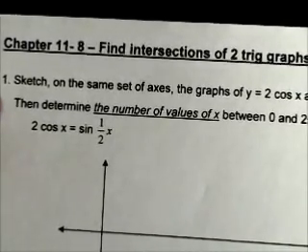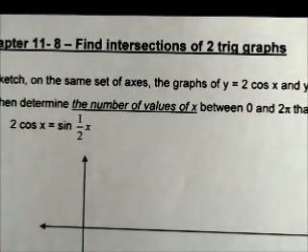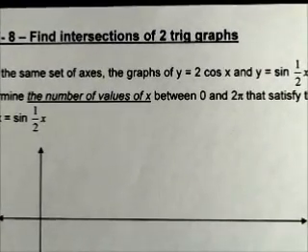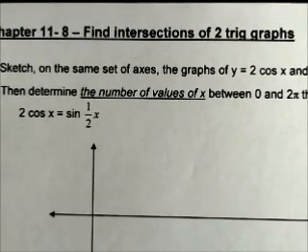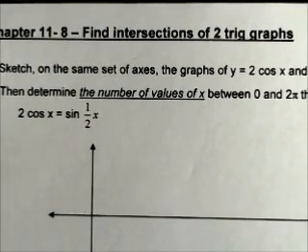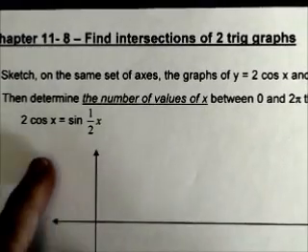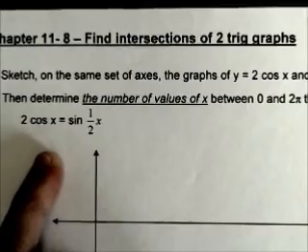Number one says to sketch on the same set of axes the graphs of y equals 2 cosine x and y equals sine a half x between 0 and 2 pi. Then determine the number of values of x between 0 and 2 pi that satisfy the equation 2 cosine x equals sine 1/2 x. All right, so we're placing the two graphs on the same set of axes, and we're going to determine the number of values of x that satisfy the equation, in which the two equations, y equals 2 cosine x and y equals sine 1/2 x, intersect.